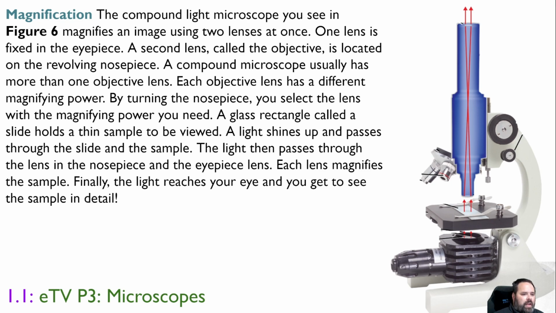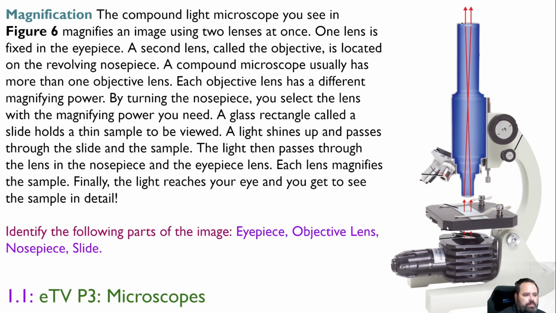A glass rectangle called a slide holds a thin sample to be viewed. So that sits right on top of the tray here. Let me try and zoom in on that. This is the glass rectangle right here. It sits right there. The light passes through the lens, through the slide, through the nose piece, into the eyepiece, and into your eye. Each lens magnifies a sample, and finally the light reaches your eye, and you get to see the sample in great detail. That's the basic operation of a microscope.